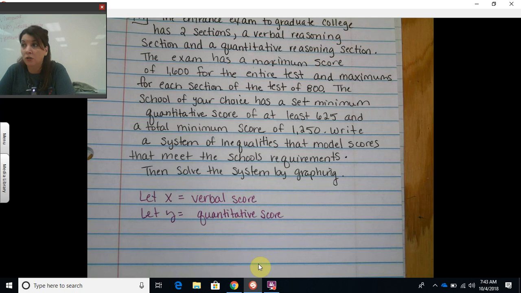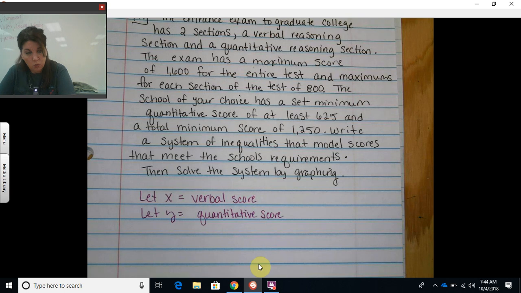So what we have to do is write an inequality, and it's an inequality because you can get different scores, it's not one score, right? Which would be an equation. So since there's a lot of different possibilities, we use inequalities. So first thing, it says that the exam has a maximum score of 1600 for the entire test and maximums for each section of the test of 800.